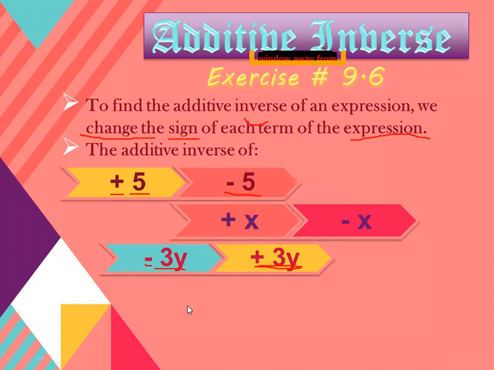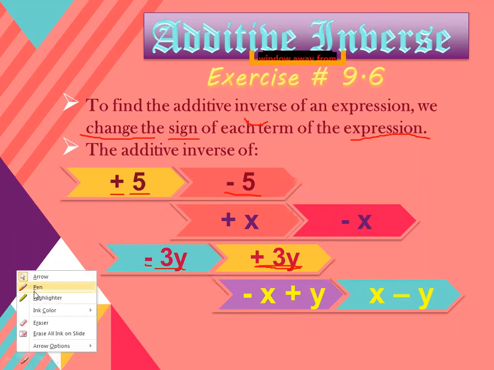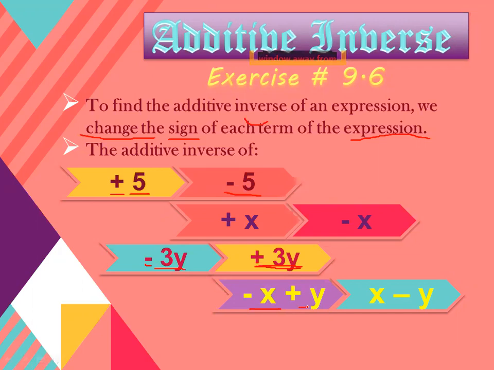Then next is you have minus x plus y, which is a complete expression in which you have two different terms. How many terms are there? This is term number 1 and this is term number 2. Term number 1 has a minus sign and term number 2 has a plus sign. So what you will do is write down the additive inverse of this complete expression. So how will you write it?